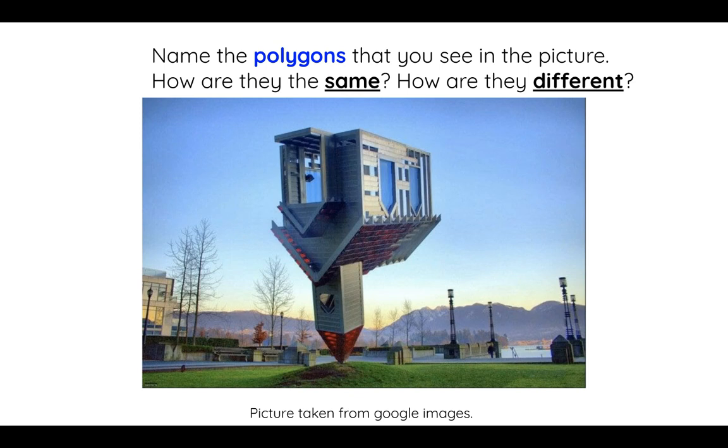So we see lots of different types of polygons. Some of them are really similar and some of them are different. Some have the same number of sides. A lot of them have different numbers of sides. We also notice the angles in some of them. Do you guys see any right angles? Point to your screen where you see a right angle or a 90-degree angle.